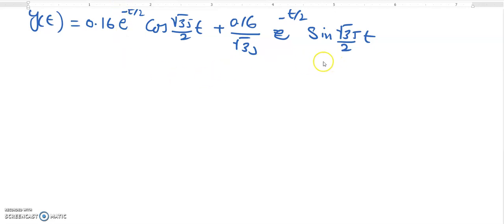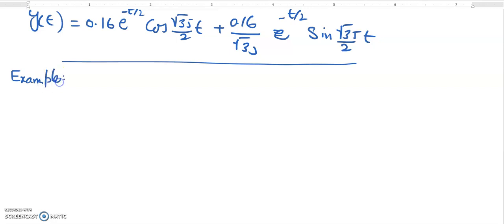Yeah, so let's see another example for the solution of the initial value problem. But this time the initial values are not given at time t equal to 0. So we call them the shifted data problem, shifted data values.